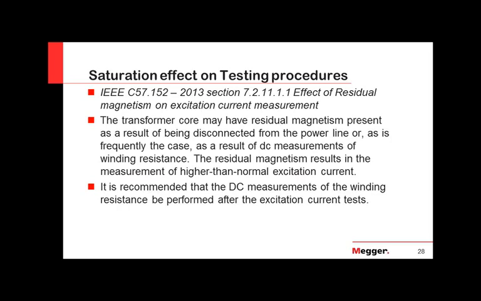In this case, it's telling you that if you're going to run a test on excitation current, it's better to have previously demagnetized the core. And one of the other things that it's saying is it is recommended that the DC measurements of the winding resistance be performed after the excitation current test.